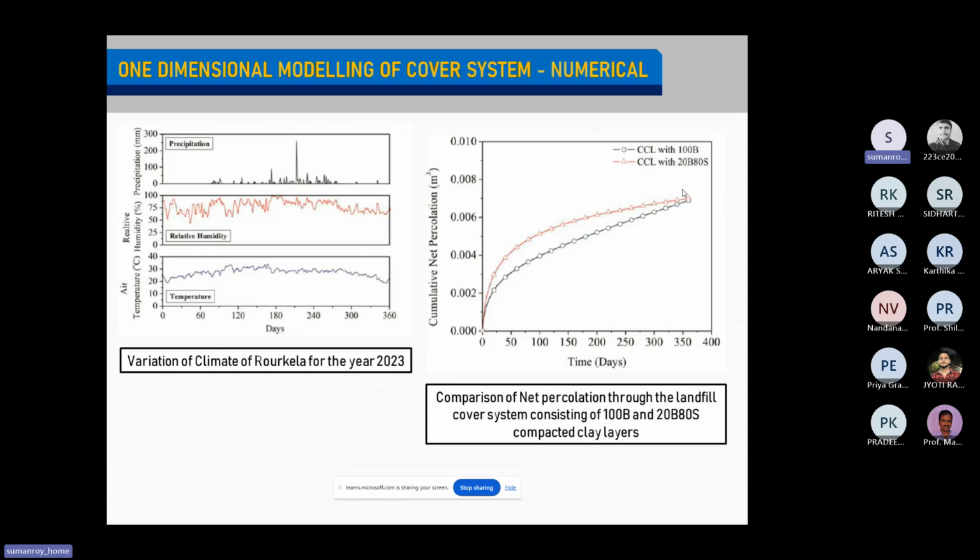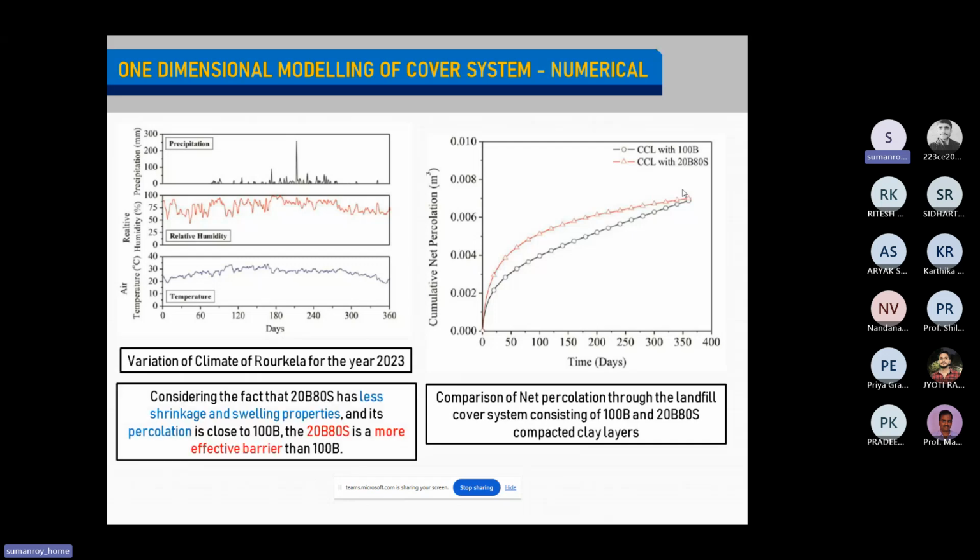But you get an extra advantage on using 20 bentonite 80 sand. This numerical model doesn't incorporate the effect of desiccation. But you already saw from the experiments that 20 bentonite 80 sand actually has lower desiccation and lower cracks compared to 100 bentonite. So obviously that means that 20 bentonite 80 sand is a better barrier compared to 100 bentonite. 100 bentonite is not an effective barrier as such.